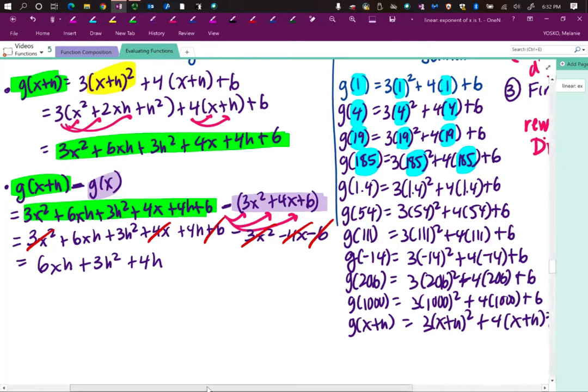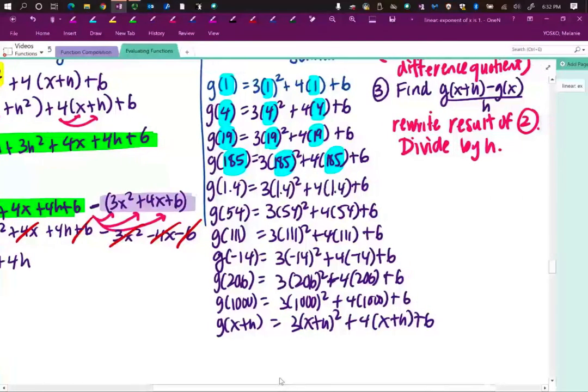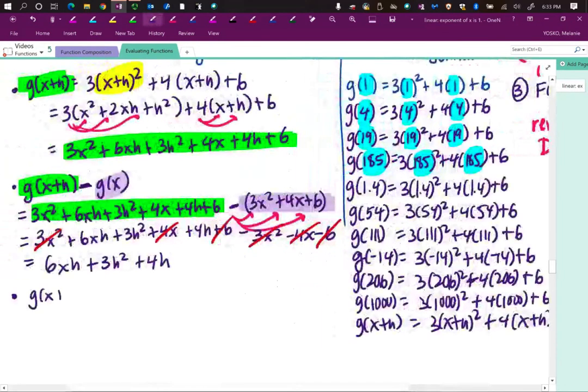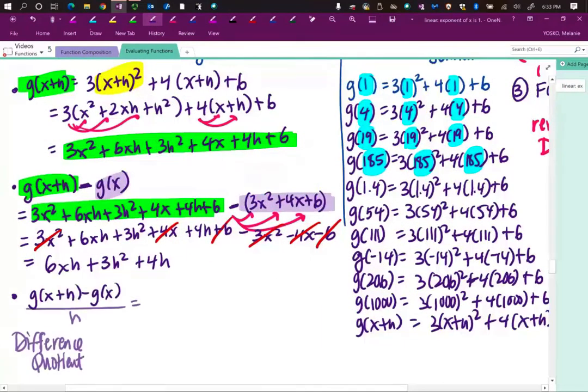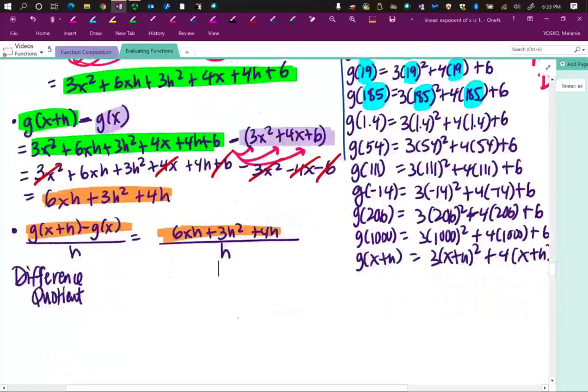If you go back to number 3 over here in our process, now we're going to put it all together. We're going to rewrite the result of number 2 and just put the whole thing over h, divide by h. This is actually the part that's called the difference quotient. What we're going to do is rewrite the numerator. So this numerator right here is this. I'm just going to rewrite that right there. So this is 6xh plus 3h squared plus 4h. We're going to divide the whole thing by h. Now, I said it many times, every single term that did not cancel has an h in it, right? So now we are going to factor out an h from every single term in the numerator.